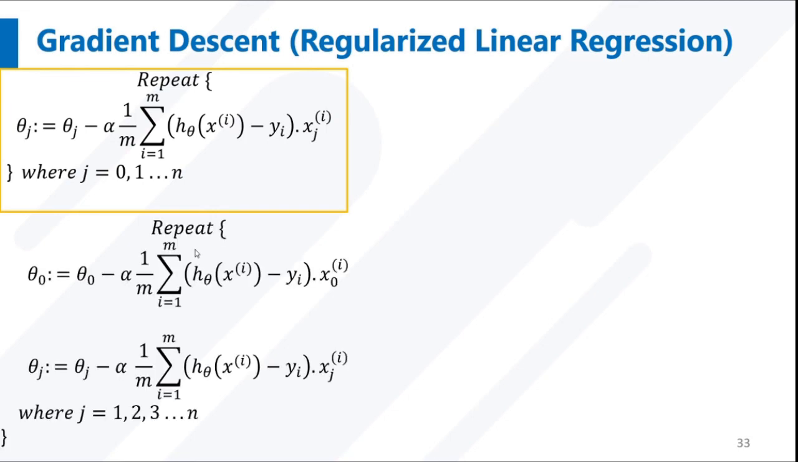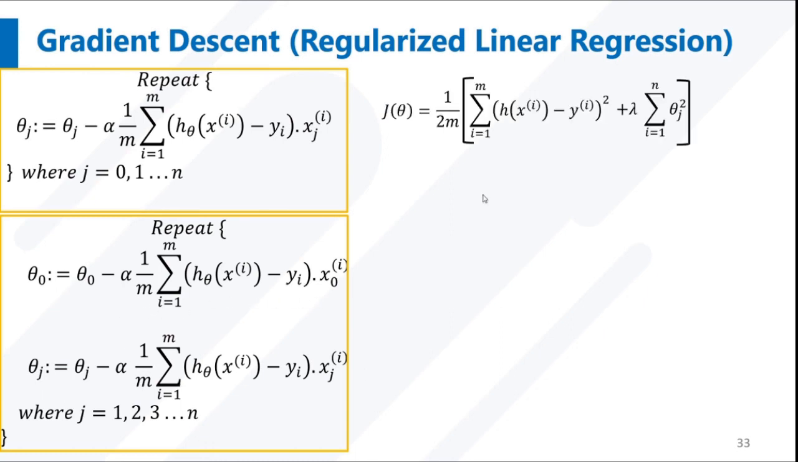Let us divide this equation into two. One is only for j equal to 0, the other is for all other thetas, where j varies from 1 to n. So 0 has been taken separately because we do not apply the regularization term with theta 0. The regularization term is only applied for j equal to 1 to n. So this is now our equation, and we want to see how to add the regularization term with the latter equation.